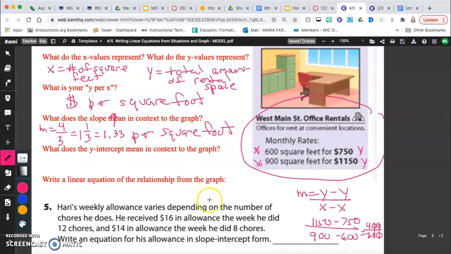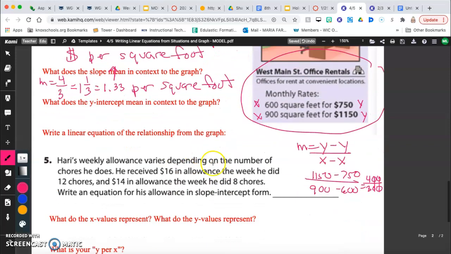The y-intercept, we would have to do the plugging in again to be able to find what is that b value. What is the starting value before the square footage comes into play? What's the starting value you're going to have to pay? Y equals mx plus b. Let's use this first ordered pair. My 750 is my y. Slope is $1.33 times 600 plus b here. $1.33 times 600, I believe is, oh, hold on.